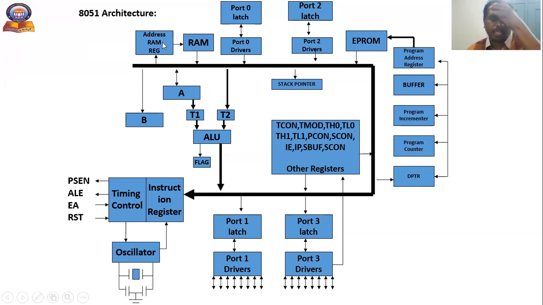see, we have the address RAM register. On chip we have addresses for RAM, which is 128 bytes. We have 0 to 7F addresses. In that 0 to 7F, the lower 32 bytes are allocated for 4 register banks, namely bank 0, 1, 2, and 3. Each bank is going to have 8 registers, namely R0 to R7.